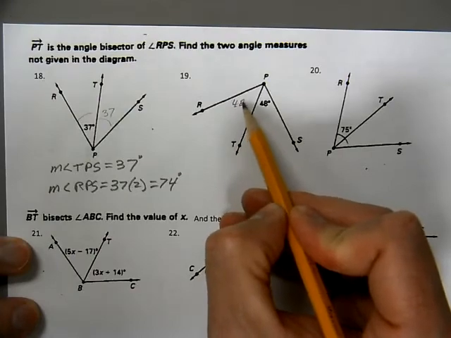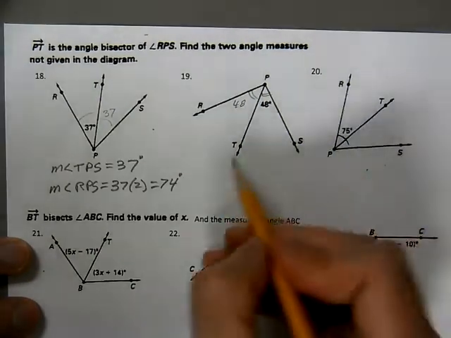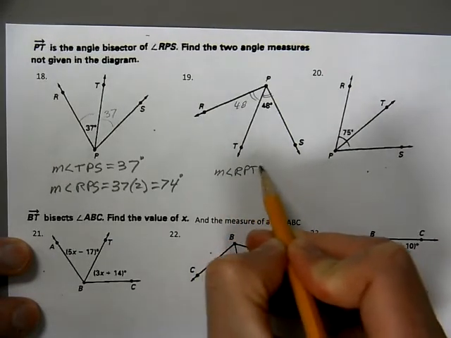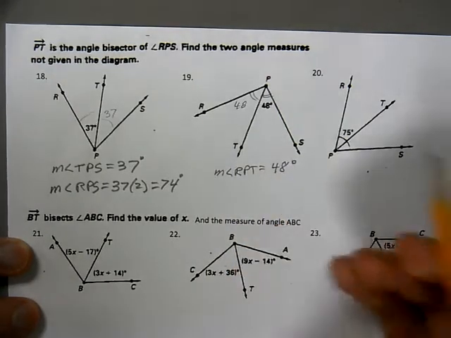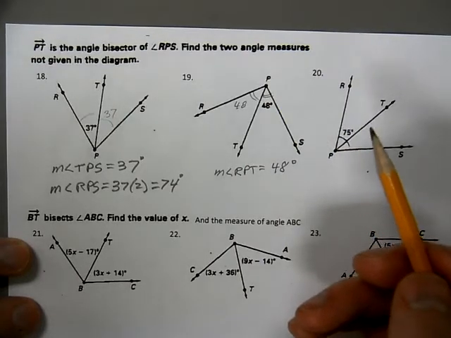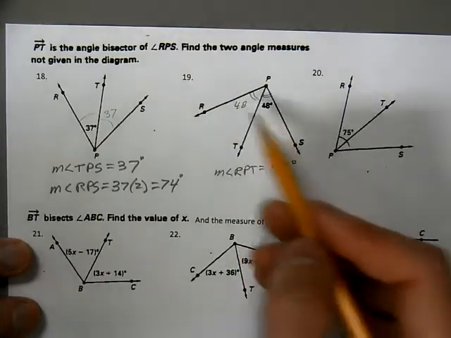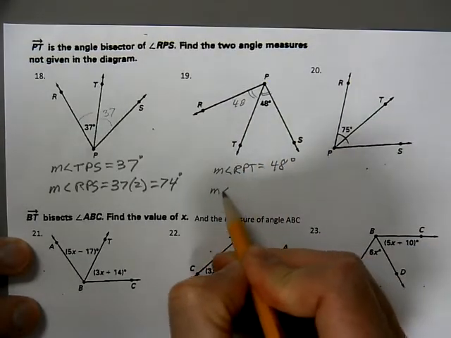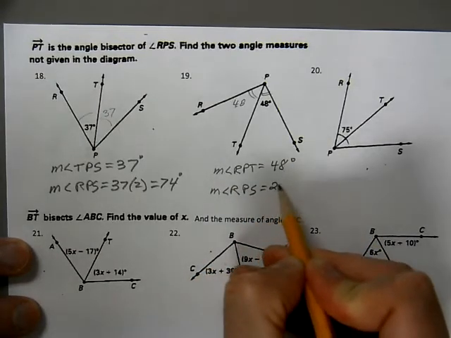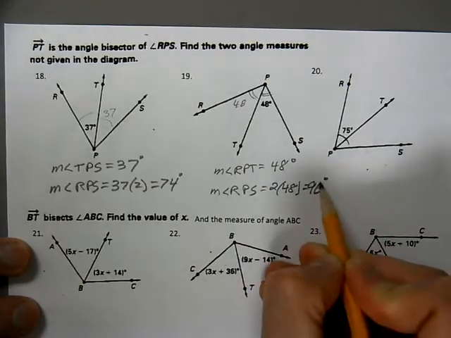48, so we know this is 48. These would have to be the same. So the measurement of angle RPT equals 48 degrees, because it's the same as the angle it's next to, called the adjacent angle. With an angle bisector, they are congruent. And the measurement of angle RPS equals 2 times 48, which is 96 degrees.